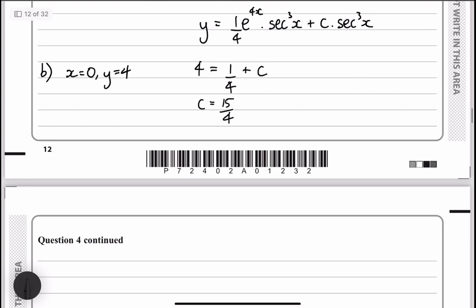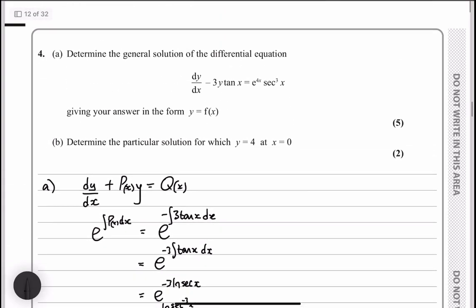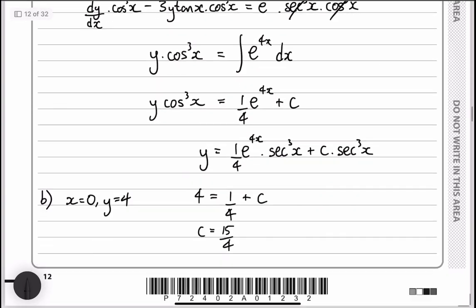So our final solution, particular solution, is 1 over 4 e to the 4x times secant cubed x plus 15 over 4 secant cubed x. Double check that's finished. Yes. On to question 5.